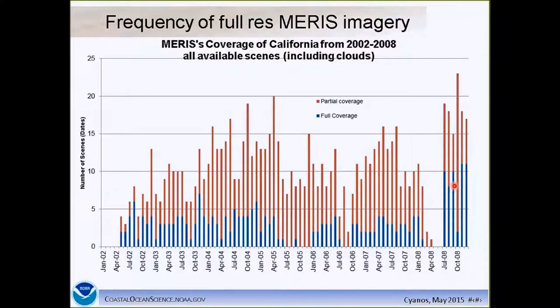2002 was clearly the thinnest because it became operational in April 2002. You don't have everything figured out completely in the first few months. But there's an excellent data set to work with overall.